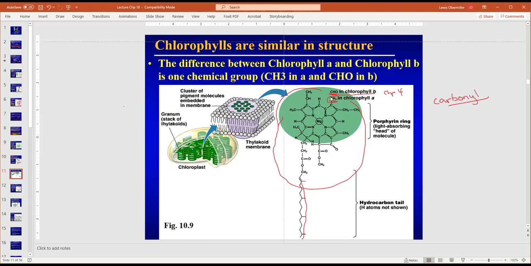It's a carbonyl group. And so the difference in atoms here is essentially water. This has 2 hydrogens, this one is an oxygen. That molecular weight is 18 Daltons. Remember, a Dalton is like 10 to the negative 23 grams. So there's no way that you could centrifuge out chlorophyll B from chlorophyll A.